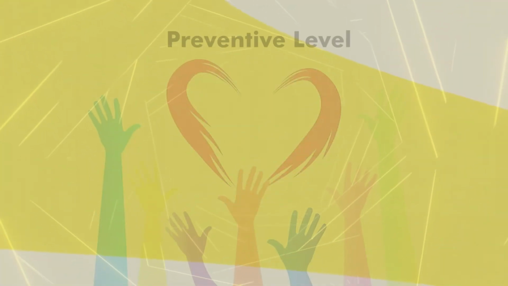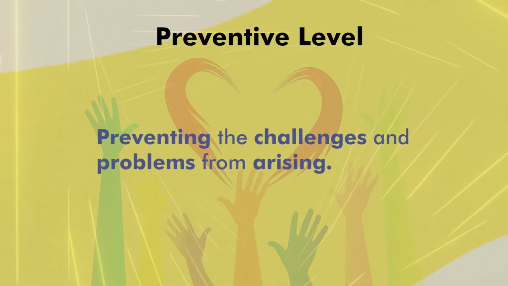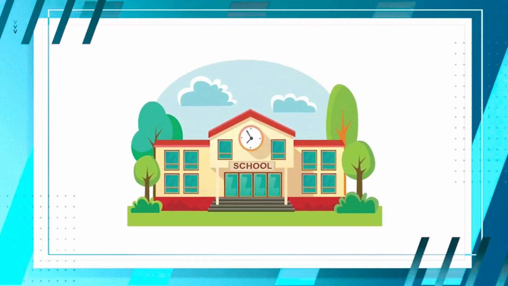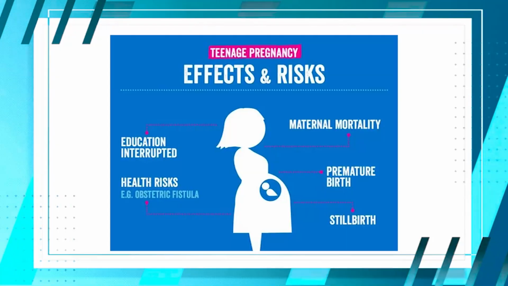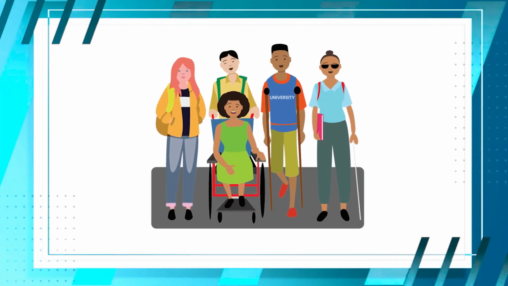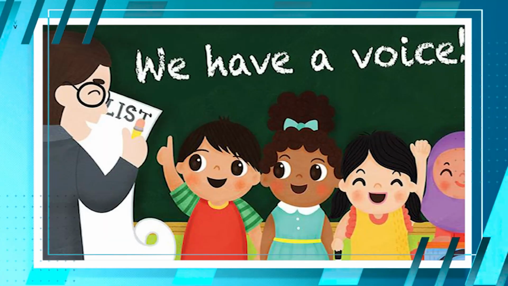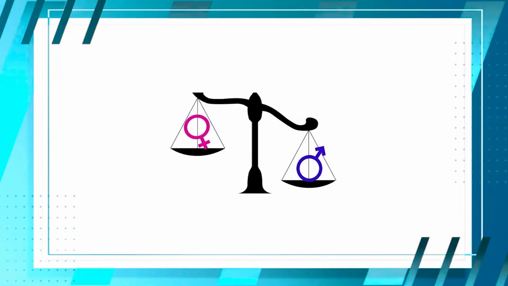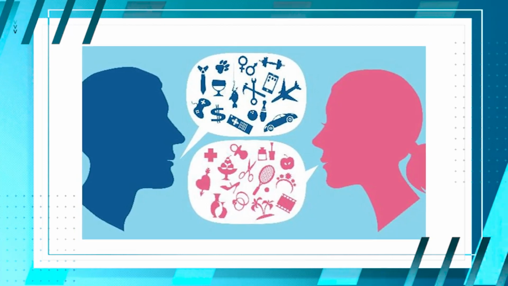Now, in the school setting, we are also working at the preventive level. When we talk about the preventive level, we are actually looking at preventing the challenges and problems from arising. Some examples of interventions are sessions on child abuse, bullying, drug abuse, handling issues related to teenage pregnancy, which is on the rise, early detection of impairments and disabilities among children, and enhancing communication skills and decision making. We also talk about issues like gender, sexuality, HIV/AIDS, puberty, or social issues like declining sex ratio, gender discrimination, mental health, internet addiction, menstruation, and stereotypes that exist in the larger society.